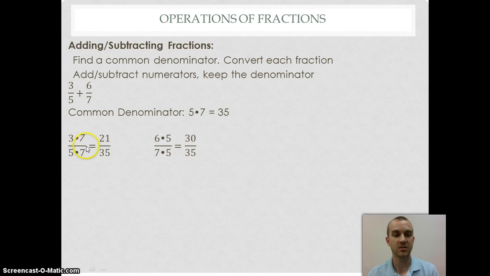So now I have, instead of 3/5, I have 21 35ths. And instead of 6/7, I have 30 35ths. Now, since I have a common denominator, I can add my numerators and get 21 plus 30 is 51 over 35. Or I can change that to a mixed number and say it's 1 and 16 35ths.